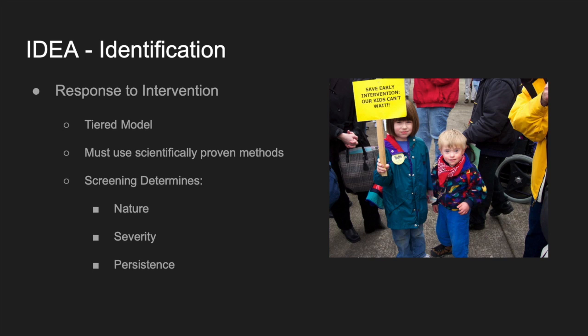So, how to identify students with disabilities. There is a specific model given in IDEA called response to intervention. It is a tiered model, which requires scientifically proven methods to validate any response to a lapse in learning. With the tiered process, there are three tiers.